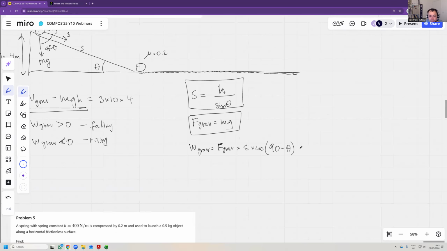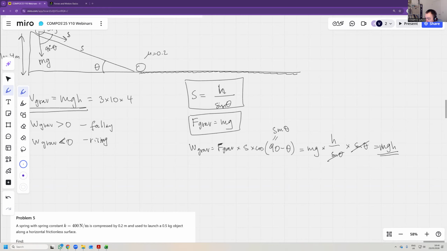And then the force of gravity is mg, and s is h over sine theta. And then times cos of 90 minus theta, but cos of 90 minus theta is actually sine theta. And sine theta cancels, and you get mgh. So the work done by gravity is mgh, and the slope does not matter. It's only the difference between the initial and final height, which is very neat.